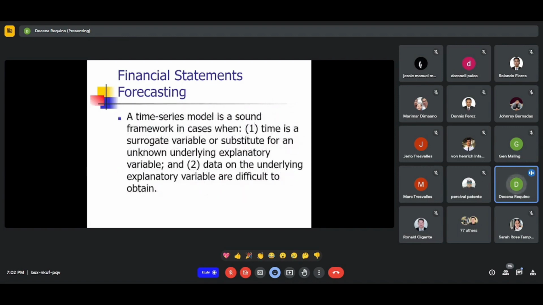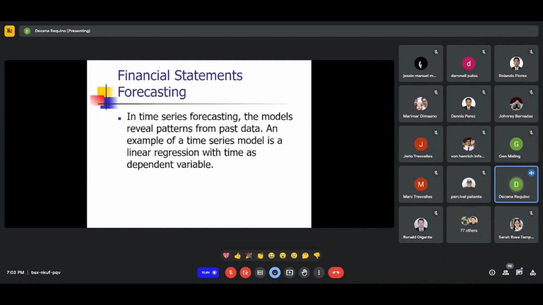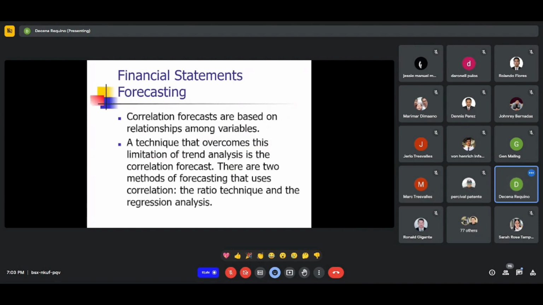Yung time series model is a sound framework in cases when time is a surrogate variable or substitute for an unknown underlying explanatory variable. And number two, data on the underlying explanatory variable are difficult to obtain. In time series forecasting, the models reveal patterns from past data. An example of a time series model is a linear regression with time as the independent variable.